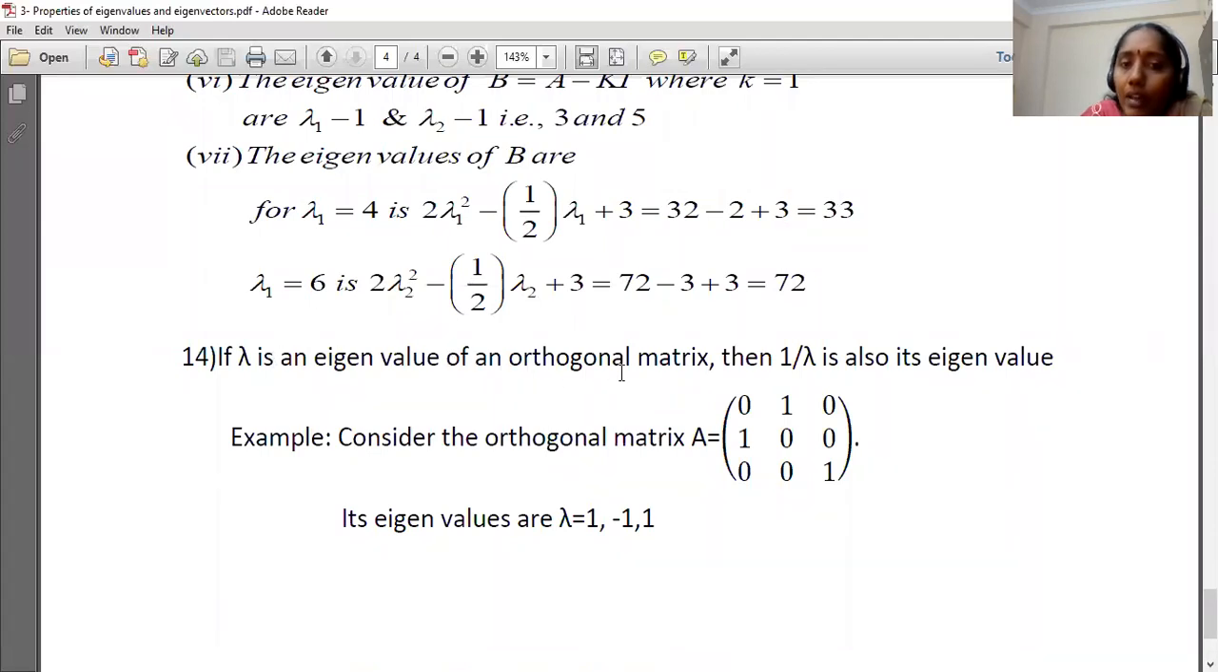If lambda is an eigenvalue of an orthogonal matrix, then 1 by lambda is also its eigenvalue. So consider this matrix A, which is orthogonal. Orthogonal means A into A transpose is equal to I. So if we multiply this with A transpose, we will get I. That means this A is orthogonal. Then the eigenvalues of A are 1, minus 1, 1.